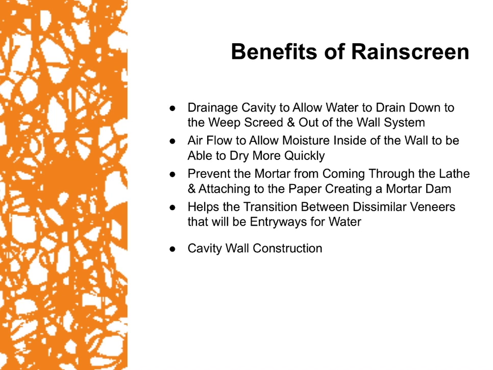Last is with cavity wall construction. Just like with stucco assemblies or plaster assemblies, the products can help ensure that there's no mortar damming or mortar bridging. So when we think benefits of a Rainscreen system or a product and why we're even talking about that today, there's a few reasons why. It's really cause and effect.